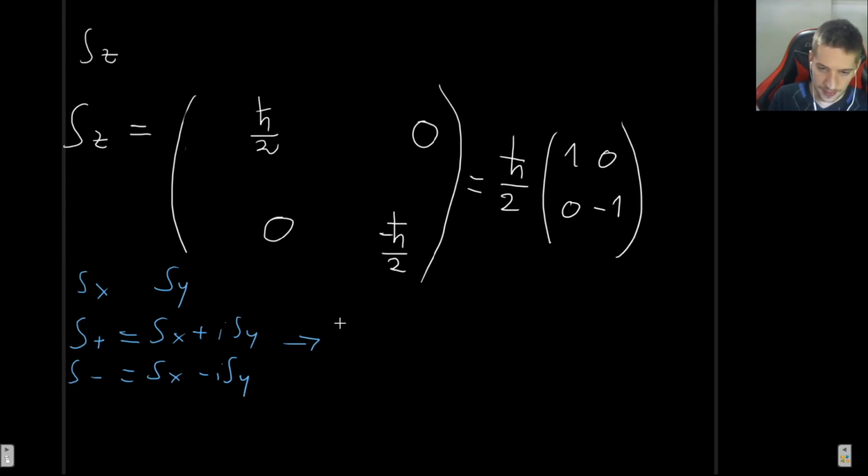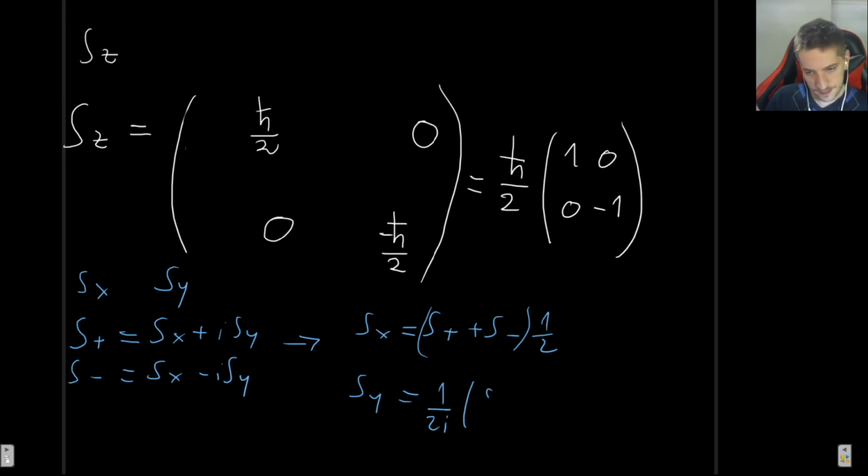If we add them up, we get 2 S_x is equal to S plus plus S minus. So this means that S_x is simply 1 half of this quantity. And similarly, S_y, we get it by subtracting these two. So this is going to be 1 over 2i, S plus minus S minus. So if we know S plus and S minus, we can find both S_x and S_y very easily.